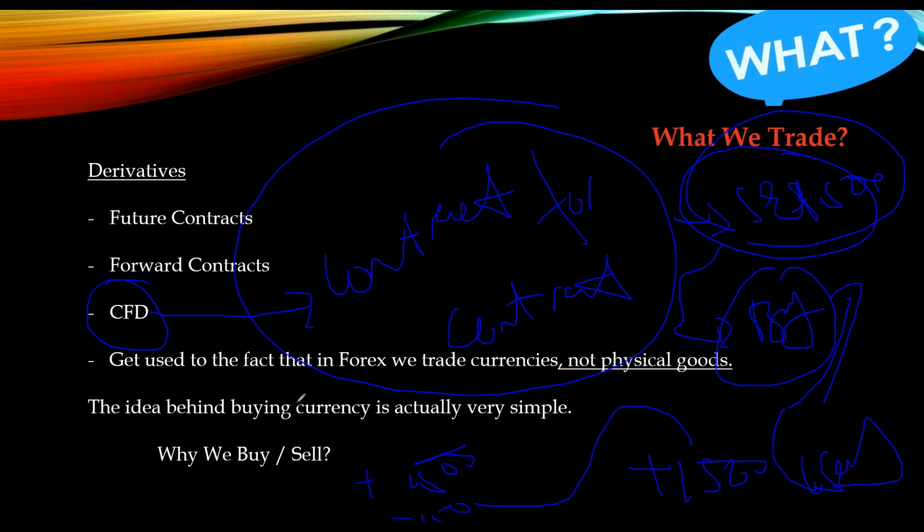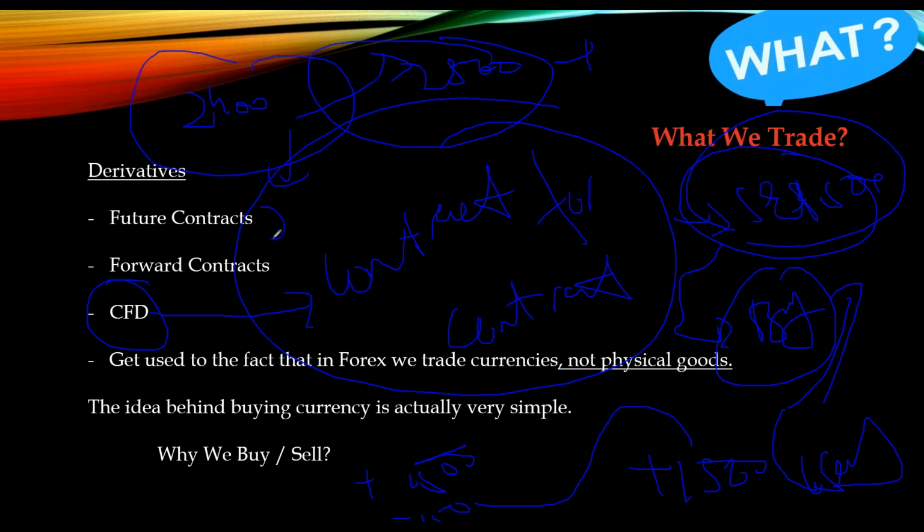Like if you purchase anything at $2,400 and the price goes to 2,500, definitely you're going to get a profit. Or in the other case, if prices fall down, then you are not going to get a profit but a loss, right? It's logical.